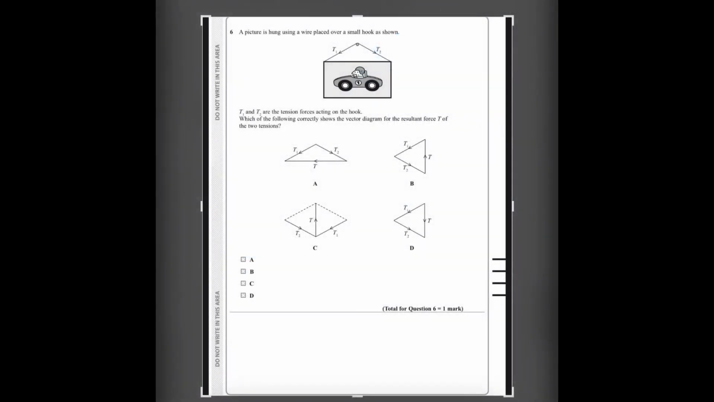Number 6. A picture is hung using a wire placed over a small hook as shown. So this is the hook and this is the wire. The wire is holding the picture, right? So this is T1 and this is T2. T1 and T2 are the tension forces acting on the hook. Which of the following correctly shows the vector diagram for the resultant force T of the two tensions?